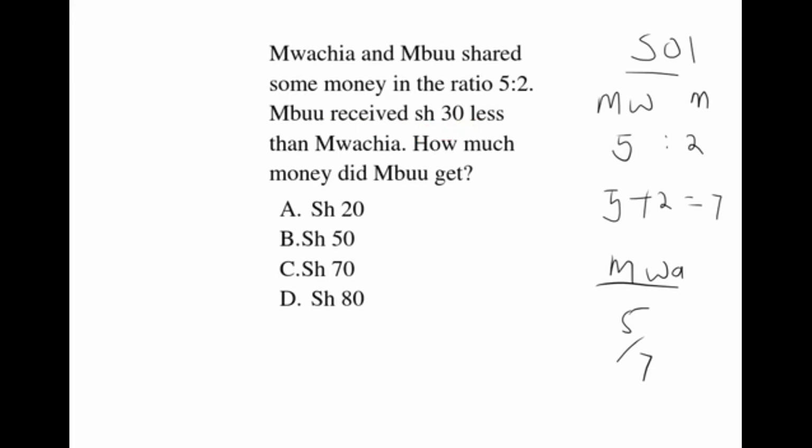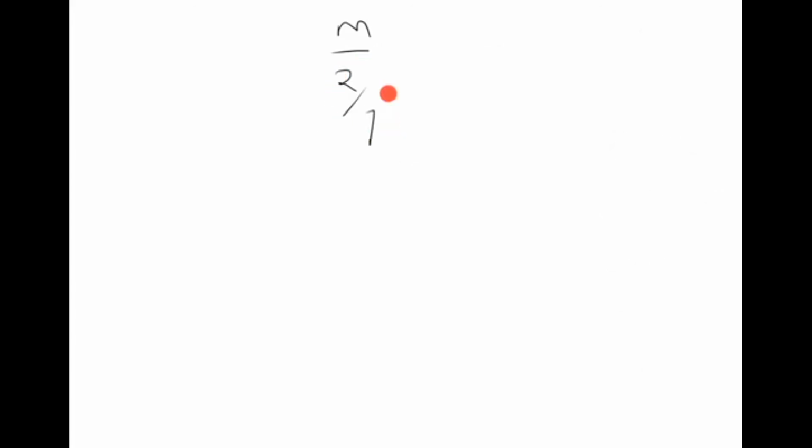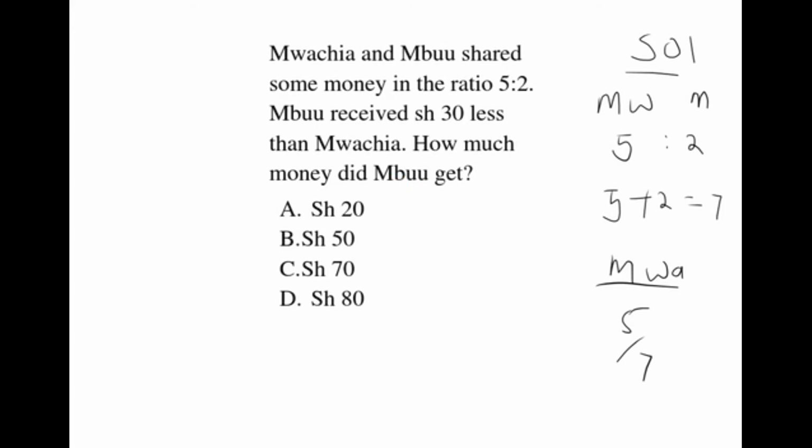Then we are told that Boo received 30 shillings less than Mwachia. Mwachia has 5/7 while Boo has 2/7, and we are told that she received 30 shillings less. Therefore, to get the fraction, we take 5/7 minus 2/7, which will give us 3/7. This 3/7 is equivalent to 30 shillings. Then we are asked, how much money did Boo get?